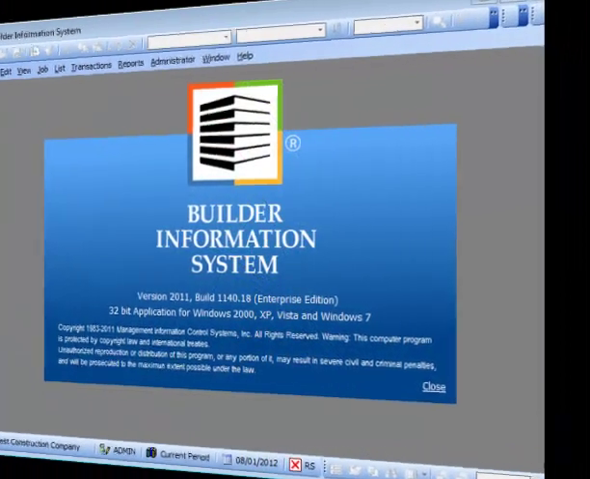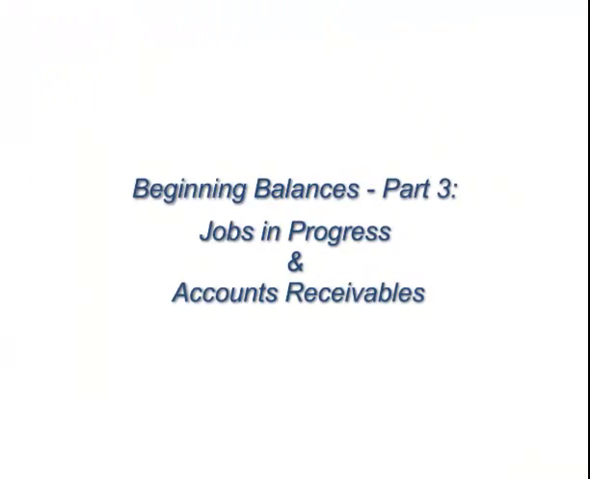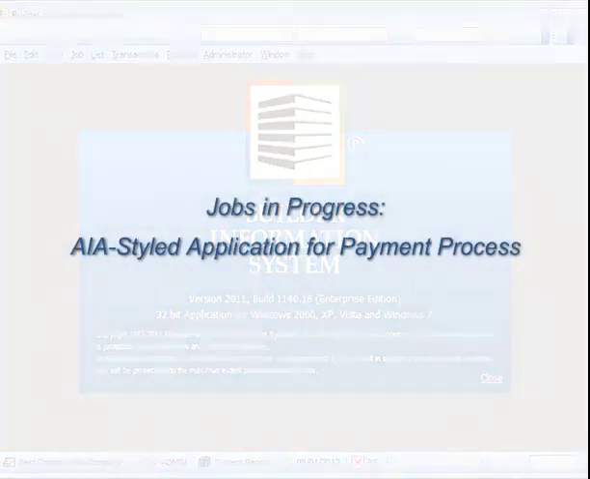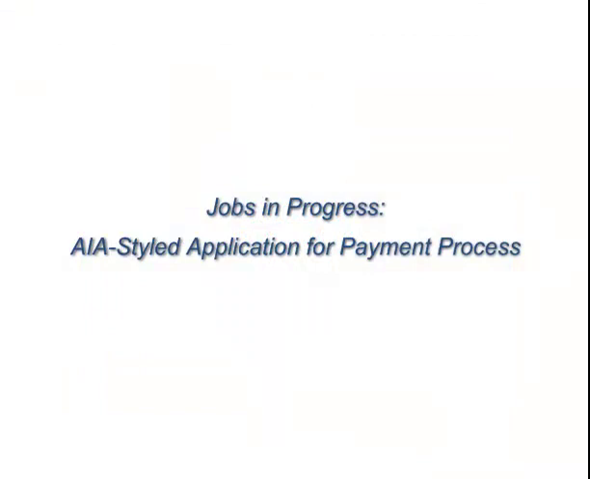This tutorial will cover the Jobs in Progress and Accounts Receivable portion for completing the beginning balances. With the initial beginning balances journal entries completed, AP and payroll entered, the next step is entering any jobs in progress if needed, and the accounts receivable. We will discuss two methods, an AIA-Styled application for payment process and a simple contract invoice method.